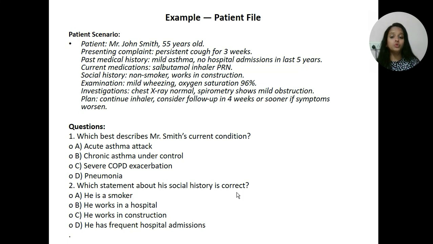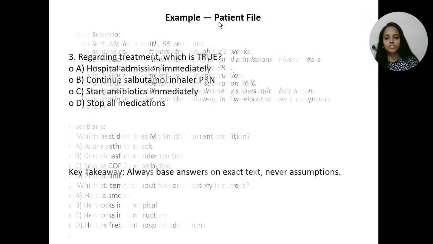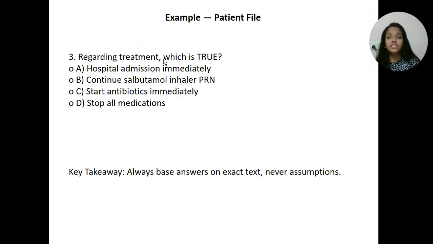Which statement about his social history is correct? The second question, and the options are: he's a smoker, he works in a hospital, he works in construction, he has frequent hospital admissions. And we do have a third question. The third question here is regarding treatment, which is true? Hospital admission immediately, continue salbutamol inhaler PRN, start antibiotics immediately, stop all medications.